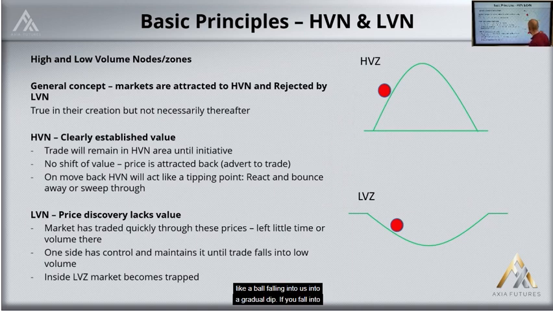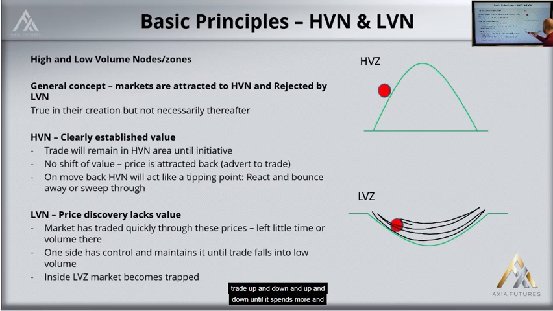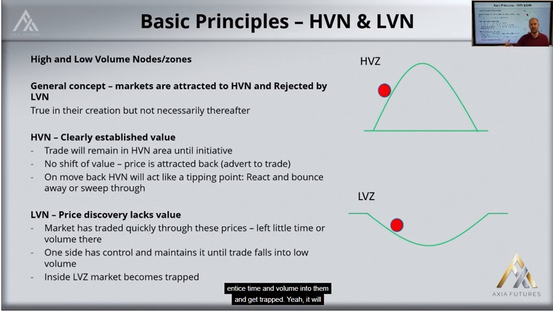And this acts a bit like a ball falling into a gradual dip. If you fall into the low volume node, so fall into what we call a single print vacuum, and I'll give you some examples of this in a moment, what will happen is the market will then rotate from side to side. So a ball falling into a dip is gradually going to trade up and down and up and down until it spends more and more time in the middle. So this way, low volume zones actually entice time and volume into them and get trapped. Yeah, it will trap the market.